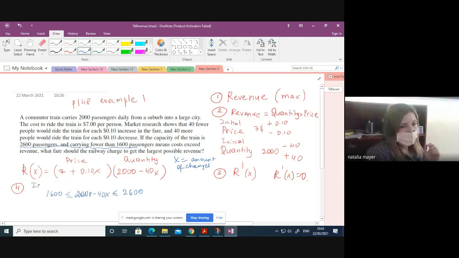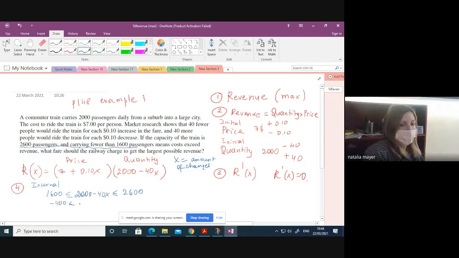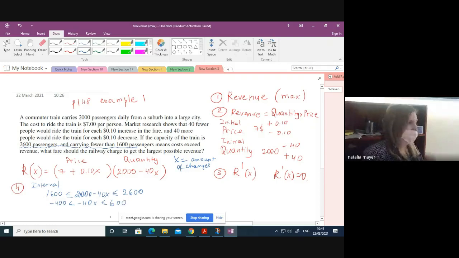Who knows how to solve a double inequality? Miss, don't we take one side and then solve it? No, just do the middle one, it's much easier. Noor? What you do to the left side, you do to the right side, so to all three sides you subtract 2,000. The first step, you subtract 2,000 because you are isolating x in the middle. So what's on the left? Negative 400. In the middle, negative 4x. And on the right? 600. Okay, great.